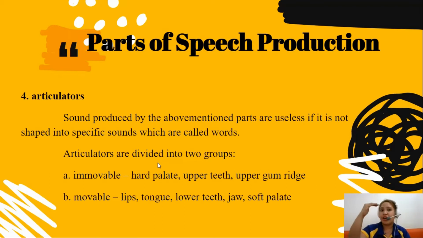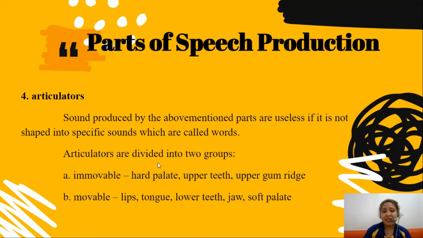It's like the arcing area of our mouth, like the ceiling of our mouth. And that is our hard palate. Upper teeth is obviously your upper teeth, which is attached here, so you cannot move it unless you are wearing false teeth. You can definitely move it or even remove it. But of course, naturally, we cannot move our upper teeth. And our upper gum ridge is just at the back of our upper teeth.